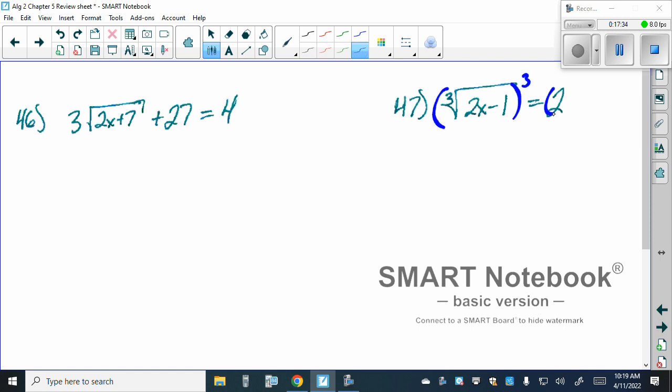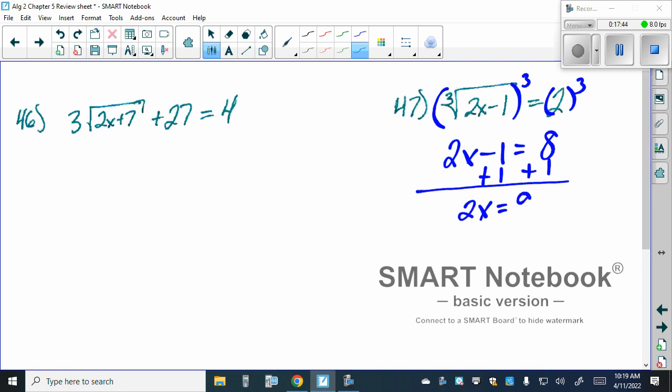Okay, so we would cube it, which would tell us that 2x minus 1 is equal to 8. Add 1 to both sides, telling us 2x is equal to 9. Divide by 2 tells us x is equal to 9 over 2. Questions on 46?